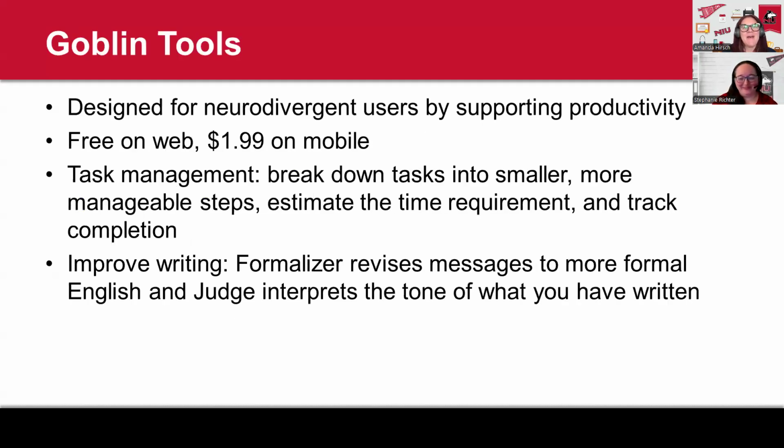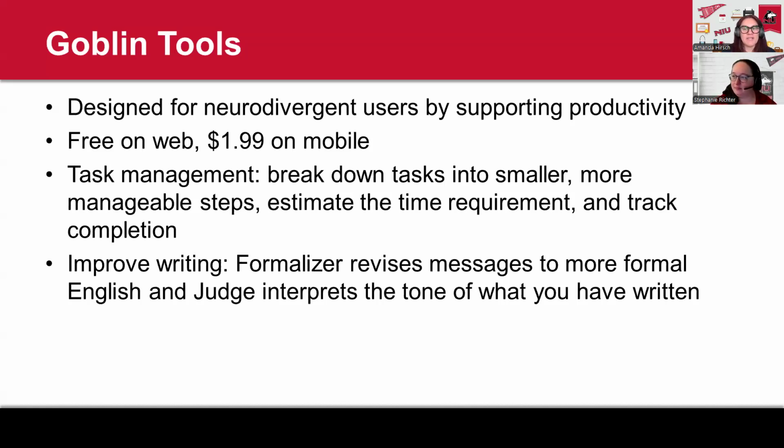It's fun. So Goblin Tools is the next one, and this is an interesting addition specifically designed for neurodivergent users to support productivity. It's free on the web. It's available for a small fee on mobile. The key features are task management, which breaks down tasks into manageable steps, and writing improvement tools like Formalizer and Judge, which help refine the tone and formality of written content.